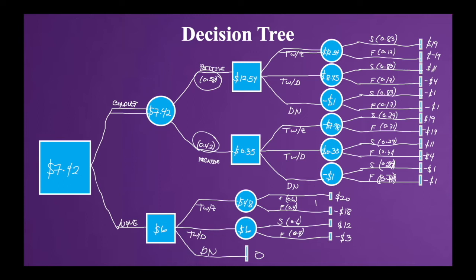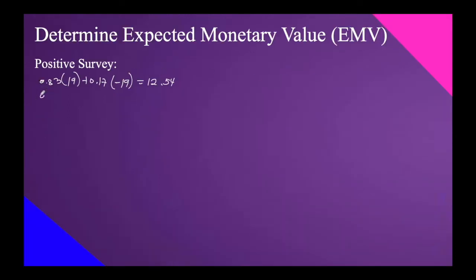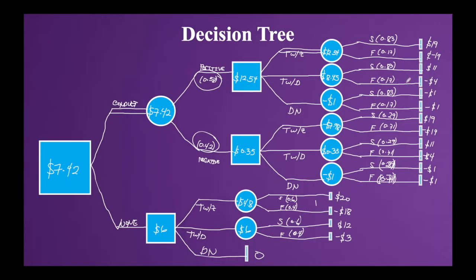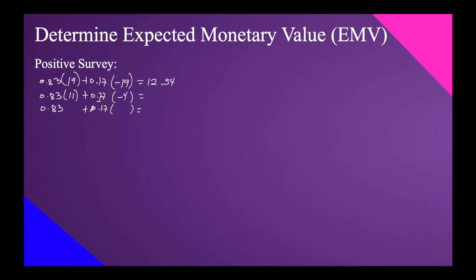And next, ito naman, 0.83 tsaka 11, 0.17 tsaka negative 4. So, 0.83 din dito, copy na natin. This is 11 plus 0.17 times negative 4. Tapos sa baba, negative 1 pareho. So, dito, negative 1 and negative 1. Answer for this is 8.45 and negative 1. Okay? So, don't forget na sa pagpili, lagi tayong max EMV ang pipiliin natin. In our case, 12.54 versus 8.45 versus negative 1. Basically, this is 12.54. And that is for positive survey.